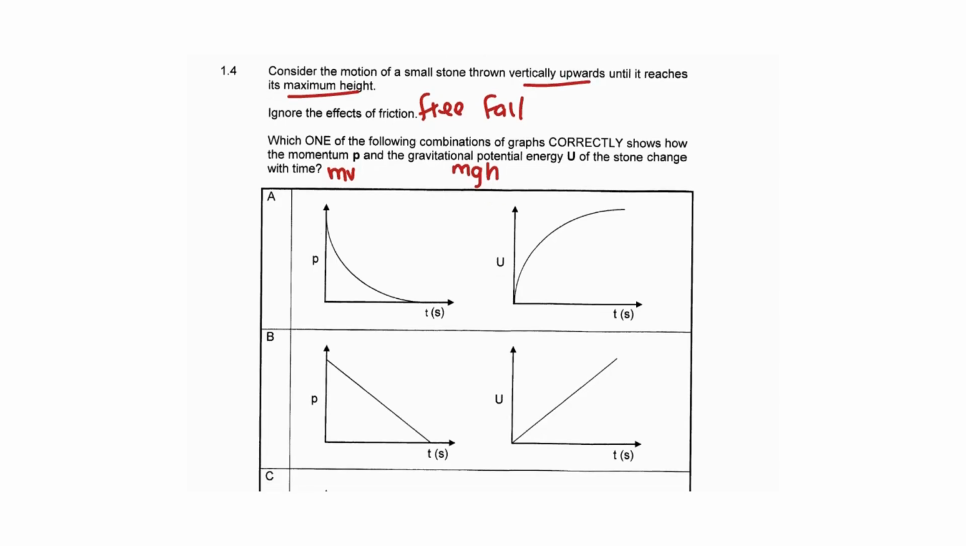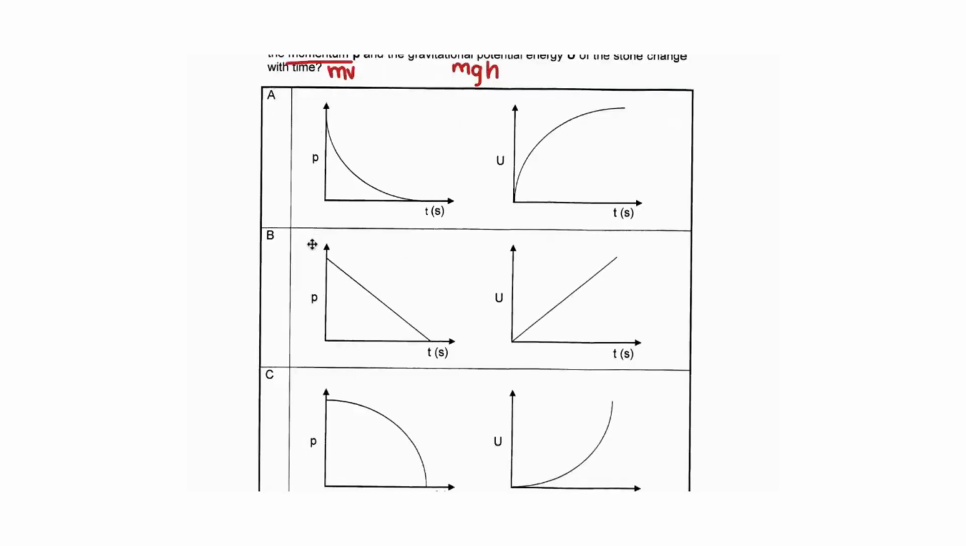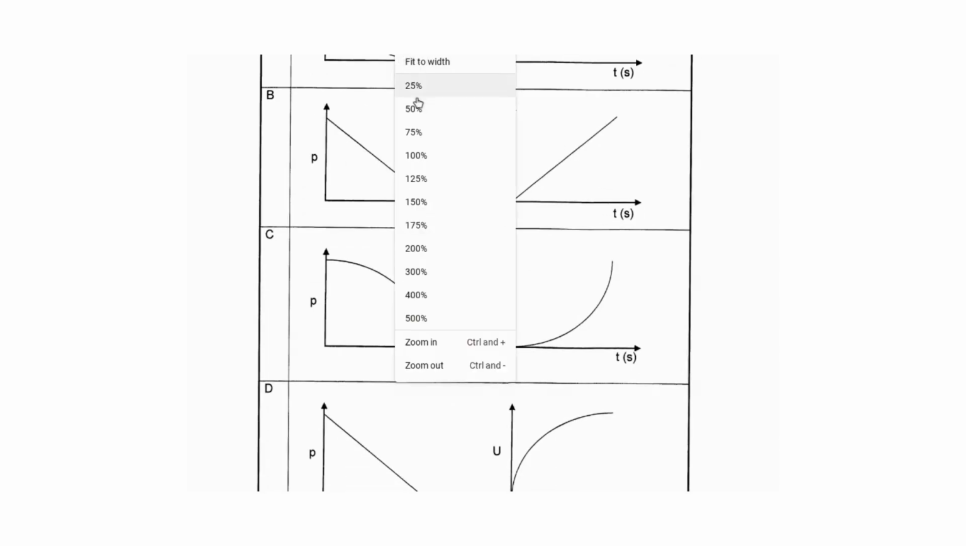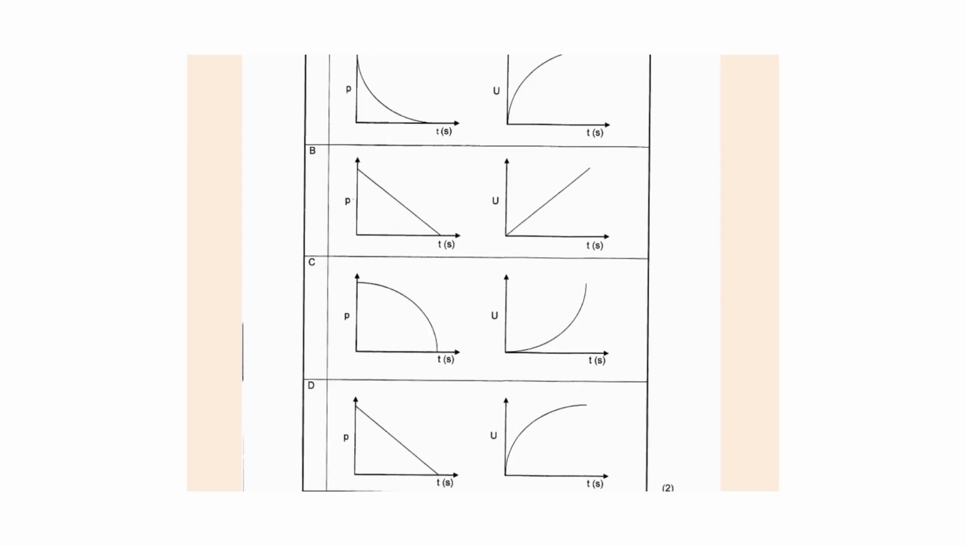We know that the formula for momentum is mv, and gravitational potential energy is mgh. So as the ball is going up to reach the maximum height, what we know about maximum height is that the velocity is 0. So the velocity of the ball as it goes up decreases. As a result, we expect momentum to decrease. So for momentum, we want a linear decreasing graph. I'm just going to zoom in. We have two of them, B and D. So with that, we are eliminating C and A.